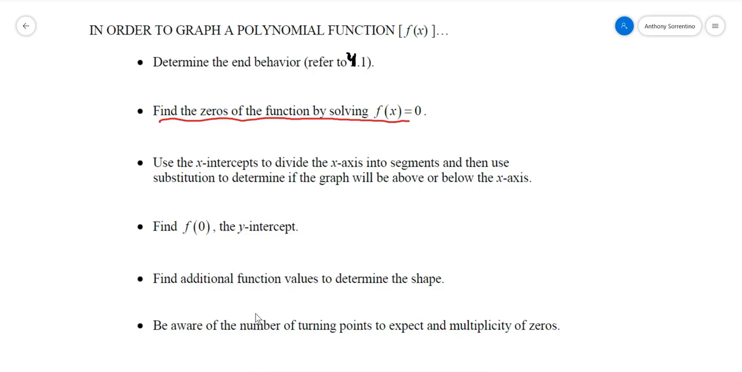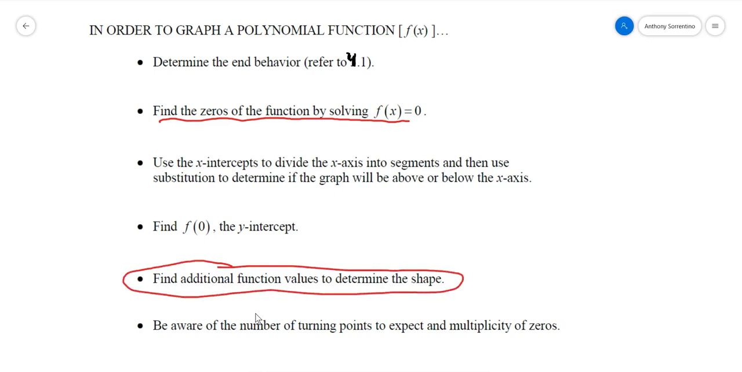We want to find f of 0, the y-intercept, and that's pretty easy, because all the x's become 0, and you're left with a constant term. Find additional function values to determine shape. That's kind of vague, but once you do those previous steps, you should have an idea of which values of x you might want to explore a bit more, so that you have a good enough set of points to graph. And I want to be aware of the number of turning points to expect and the multiplicity of zeros along the way. These are things I have to consider as I work through this.